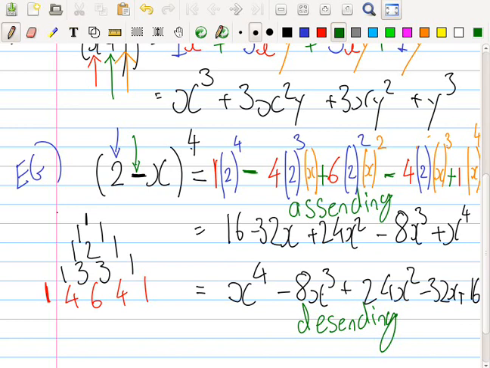Ascending and descending, okay, or increasing and decreasing. It's important because in the question they might say which way they want it. So you have to write it the way they ask for.